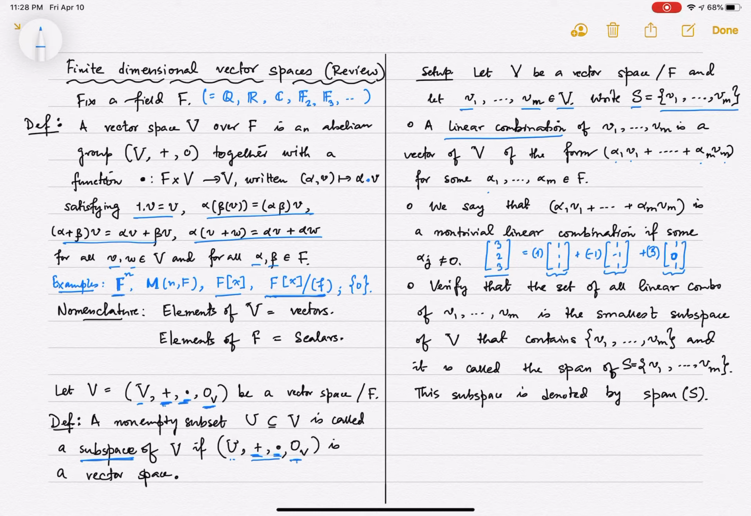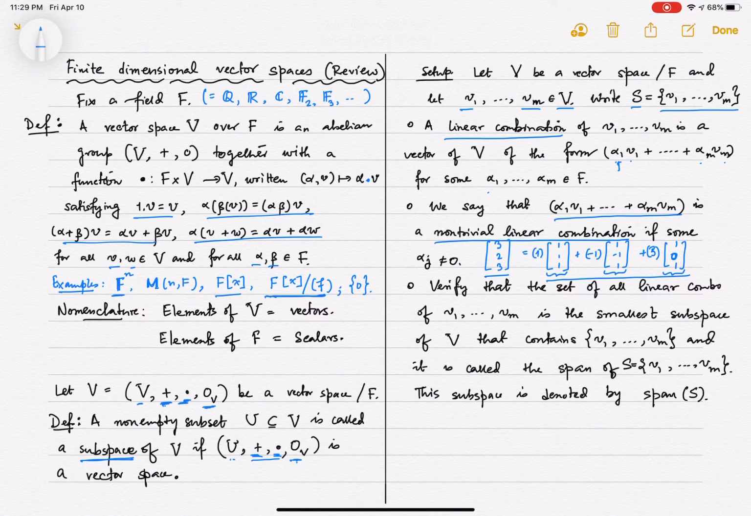We say that this vector is a non-trivial linear combination of v1, v2, ..., vm if at least one of these coefficients is non-zero. Of course you can take 0 times v1 plus 0 times v2 plus 0 times vm. That is a linear combination, and that would happen to be the zero vector, but we'll call that the trivial linear combination. Anything else we'll call a non-trivial linear combination. Some coefficients could be zero, but at least one of them has to be non-zero. So this one here is very much a non-trivial linear combination.